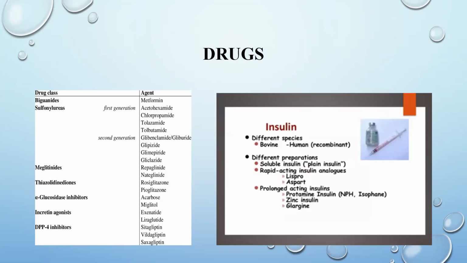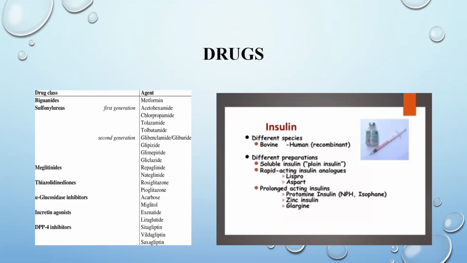For drug therapy, there are oral hypoglycemic agents. There are certain classes of anti-diabetic drugs which are used. The most commonly used are biguanides, which is metformin, and then there are first generation and second generation sulfonylureas. Then there are meglitinides, thiazolidinediones, alpha glucosidase inhibitors, incretin agonists, and DPP-4 inhibitors.